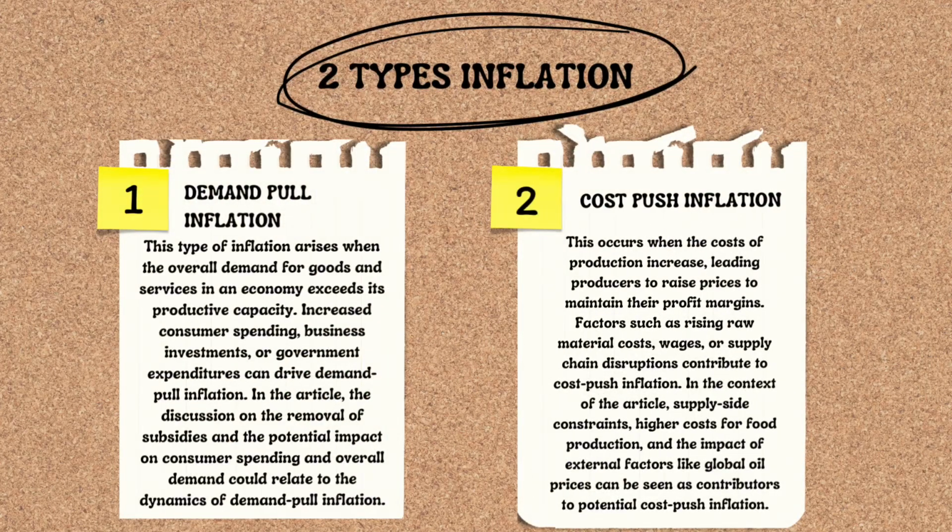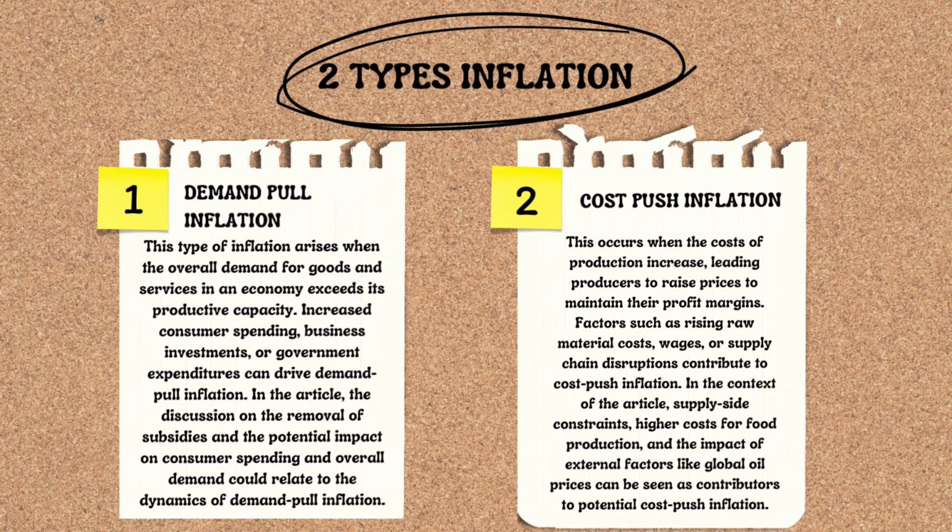These are two types of inflation. Demand-pull inflation is the first one. This type of inflation arises when the overall demand for goods and services in an economy exceeds its productive capacity. Increased consumer spending, business investment, or government expenditure can drive demand-pull inflation. In the article, the discussion on the removal of subsidies and the potential impact on consumer spending and overall demand could relate to the dynamics of demand-pull inflation.